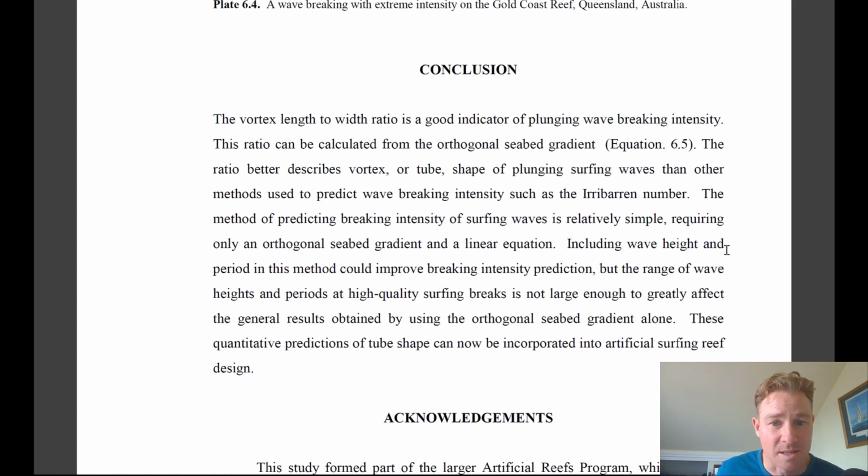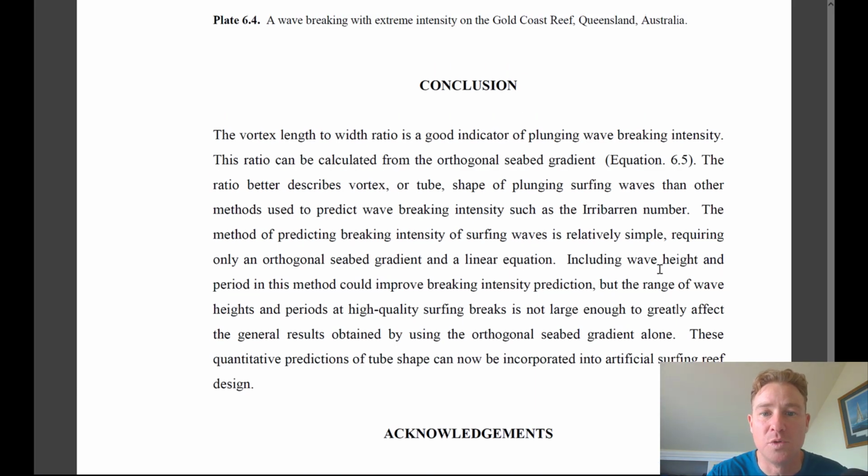So they're basically saying that the orthogonal seabed gradient works. You can basically predict the tube shape just off of orthogonal seabed gradient. The heights and periods at these different breaks, you could try to use those, but the orthogonal seabed gradient alone works, and you don't need to, and it's so consistent and it's predictable. So I found that really, really interesting.